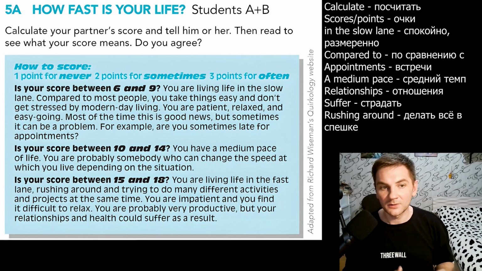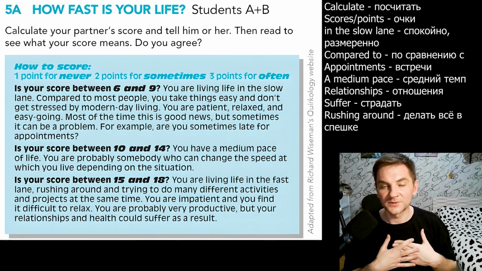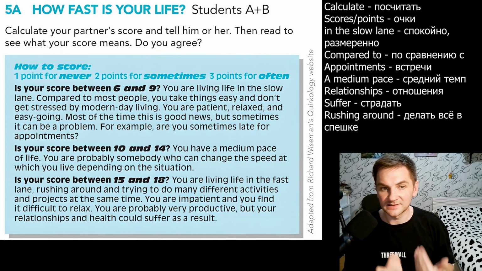How to score? 1 point for never, 2 points for sometimes, 3 points for often. For example, I have got 13 points. So my score is 13. Let's see. Is your score between 10 and 14? Yes, that's my option, in the middle.